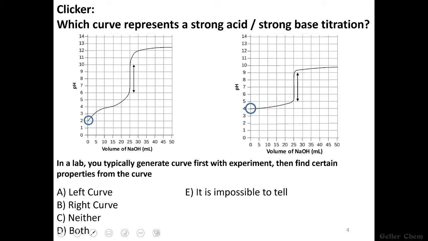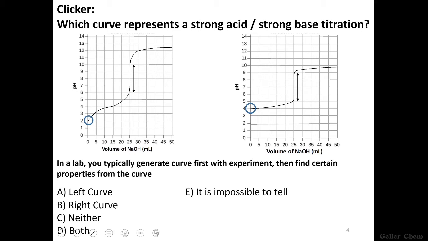We can see that in the middle of the sharp region for this curve, the pH is 7. In other words, it's neutral. That is a key indication that the acid and base were both strong because we're left with nothing but water at the equivalence point. We covered that idea in the previous lecture. On the left side, it's actually a weak acid being titrated because the equivalence point has a pH above 7. We'll get into why that happens with a weak acid later.